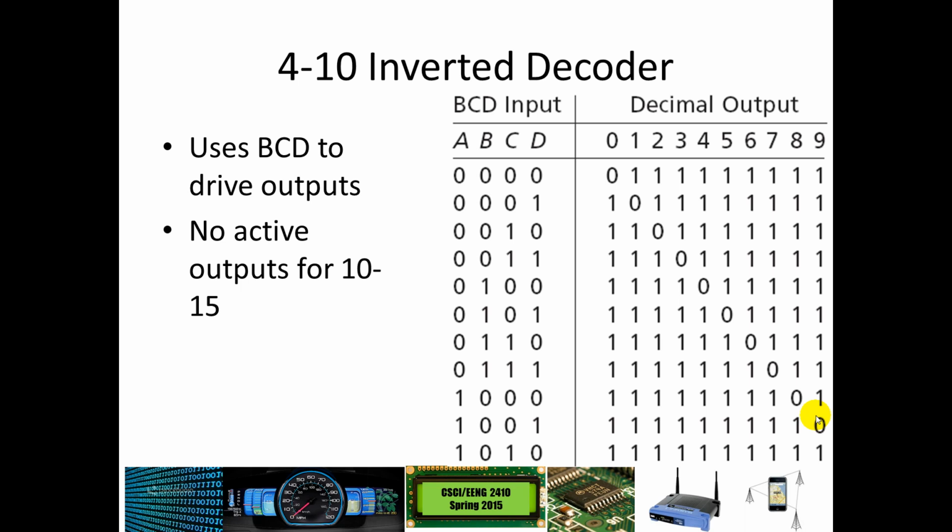In this particular example, there's no outputs for 10 through 15. You can think about this as binary coded decimal inputs. So in this case, we're just going to be able to represent the digits 0 through 9.